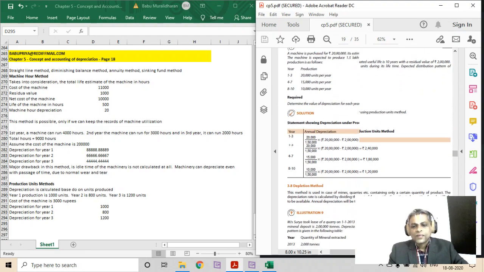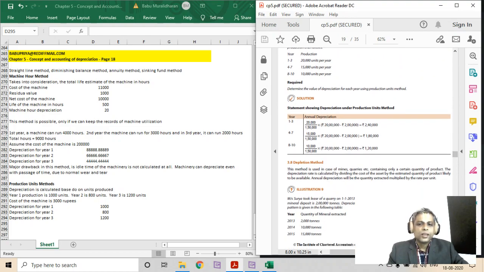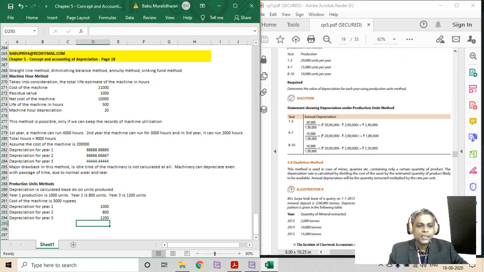We will probably look into the next couple of methods and then summarize the depreciation in one class. But hopefully the students have understood the concept here, right? Let me see, 18 and 19, where we have seen the machine hour method and then the production units method. Please go through these couple of concepts and then let me know any queries or clarifications.